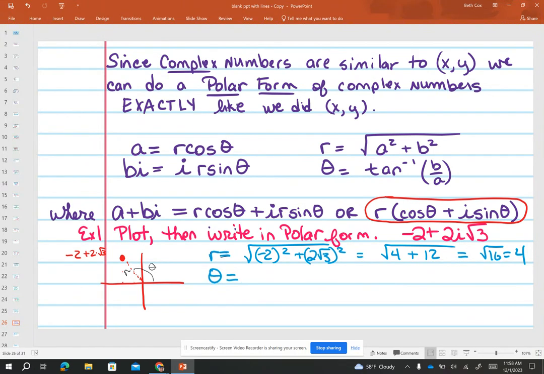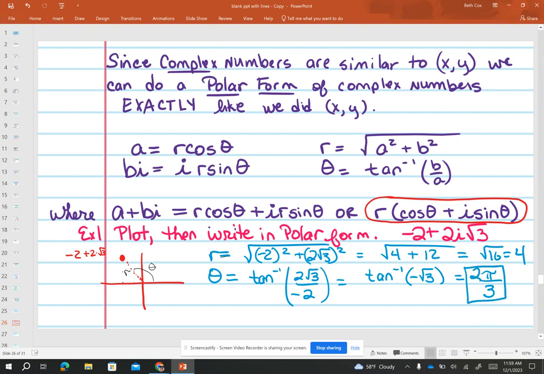And then my theta is going to be the arctan of 2 square root of 3 over -2, which is going to be the arctan of -square root of 3. Okay, now we know this is going to be negative. We know it's in the second quadrant. We know it is a pi over 3. So which pi over 3 is in the second quadrant? That would be 2 pi over 3. So my theta is 2 pi over 3.